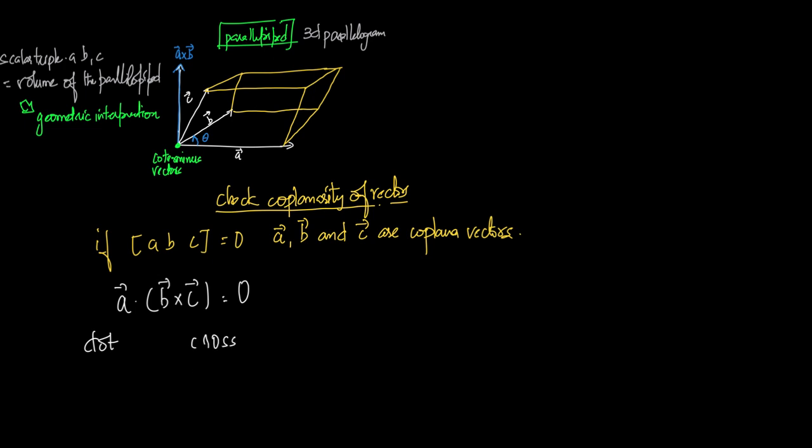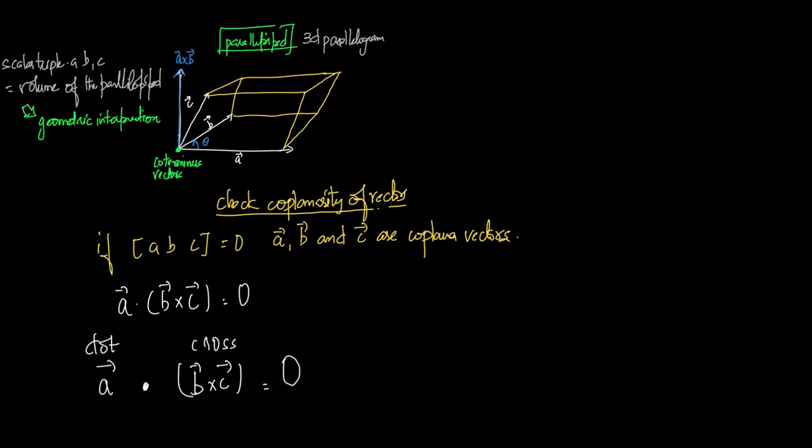What is the cross product? The cross product is vector B cross vector C. And what is the dot product? It is vector A dot vector B cross C. So what is given to us is that this value is 0, because it is given that the triple product ABC is equal to 0. So if the triple product ABC is equal to 0, it means that A dot B cross C is equal to 0.